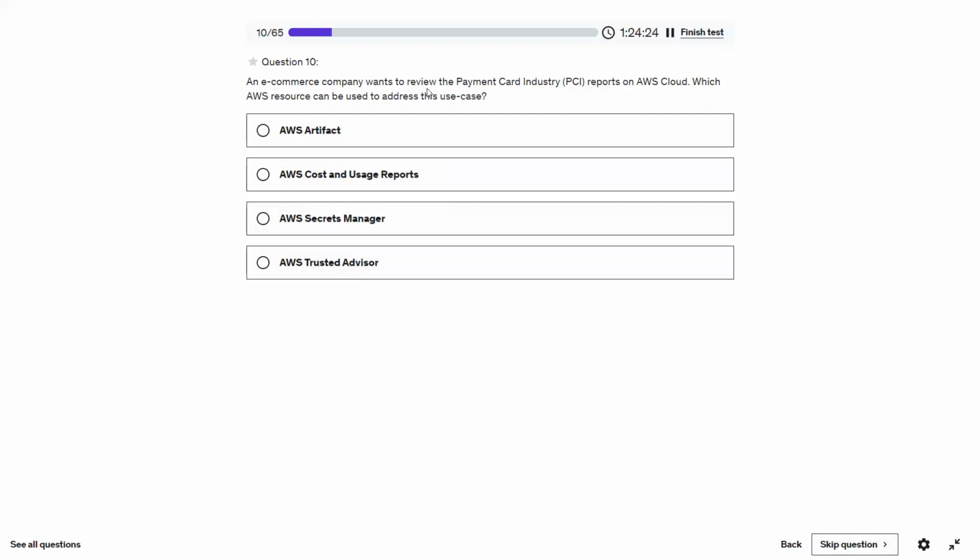An e-commerce company wants to review the Payment Card Industry reports. Which AWS resource can be used? If you want to read reports or documentation, just go to AWS Artifact. You can just download the reports and read them.